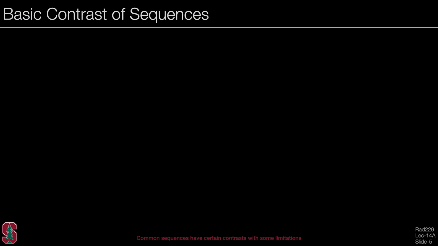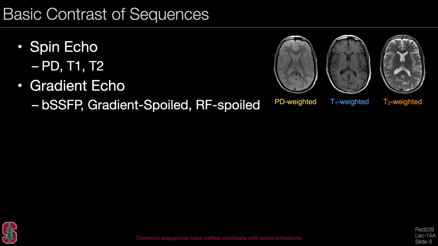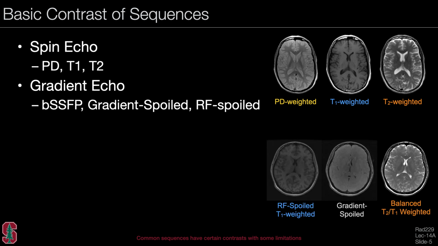Let's review the basic contrast of sequences that we have studied. Spin echo sequences provide proton density, T1, and T2 weighting, and these can be seen here. Gradient echo sequences were divided into balanced SSFP, gradient spoiled, and RF spoiled imaging, and provide these different contrasts. In some cases, these are similar to the contrasts provided by spin echo sequences.